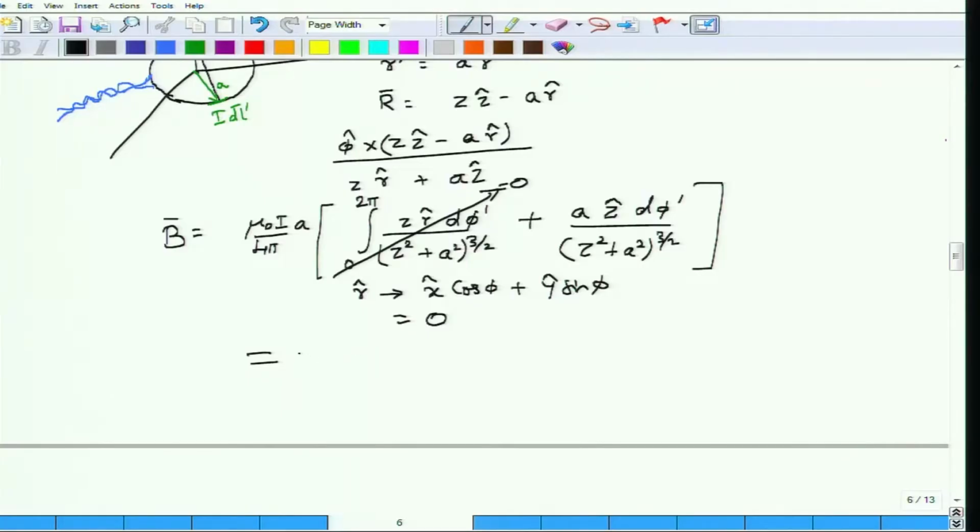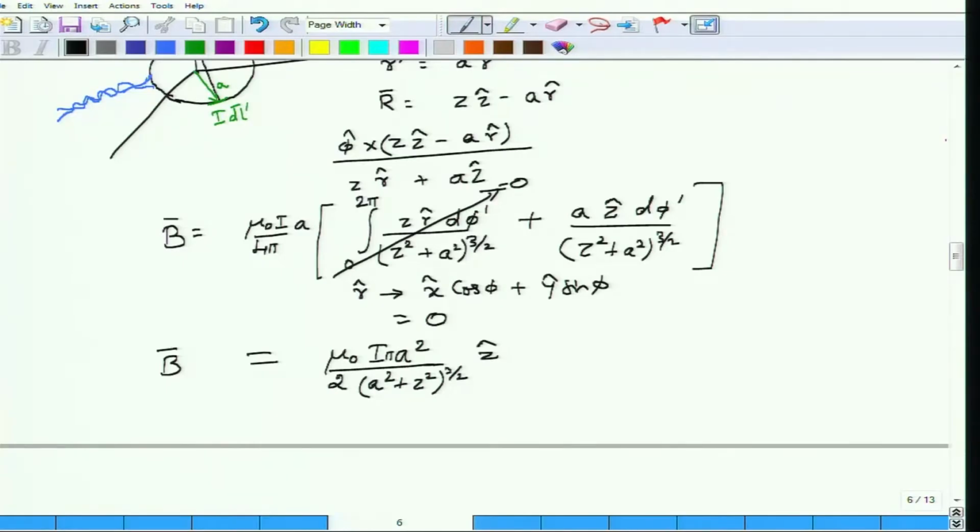I am writing the final expression for this one. You will get mu naught I a square, and let me write this as pi a square. I do not want to cancel the pi, so you will see a pi in the numerator and the denominator, but I do not want to cancel it there. So I get mu naught I pi a square divided by 2 times a square plus z square to the power 3 by 2, and the field will be directed along the z axis.